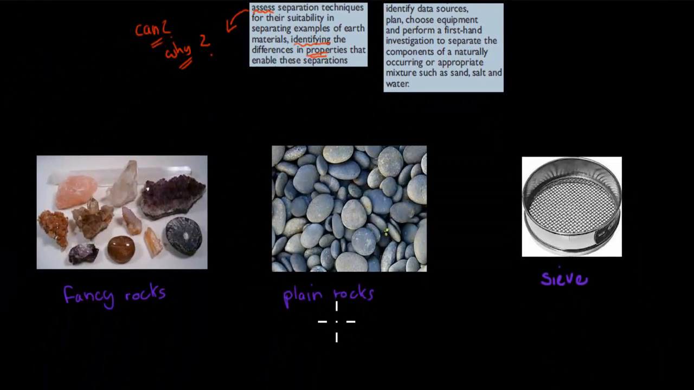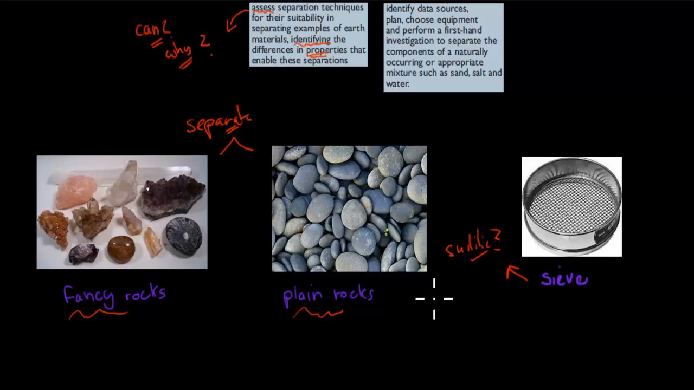So for example, again, this is a quick example to hone back down on what I actually was talking about. So if we have, for example, we've got fancy rocks and we've got these plain rocks, and we want to be able to separate these. So we have them all together, mixed together in a mixture. We want to separate them from each other. Can we use a sieve? Would this be a suitable separation technique to be able to separate fancy rocks from plain rocks? And obviously the answer in this case would be no, it wouldn't be suitable.